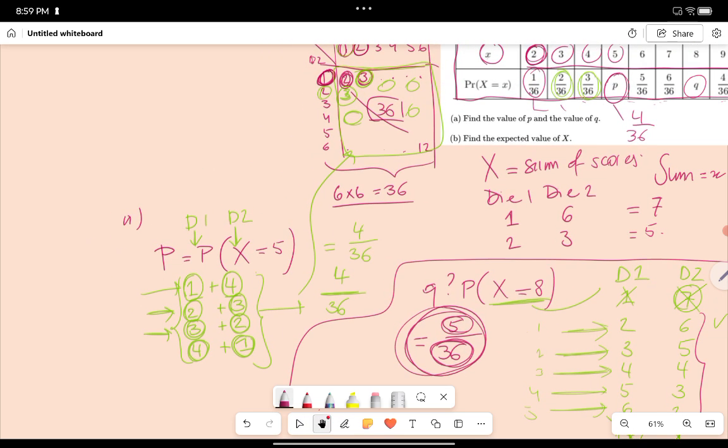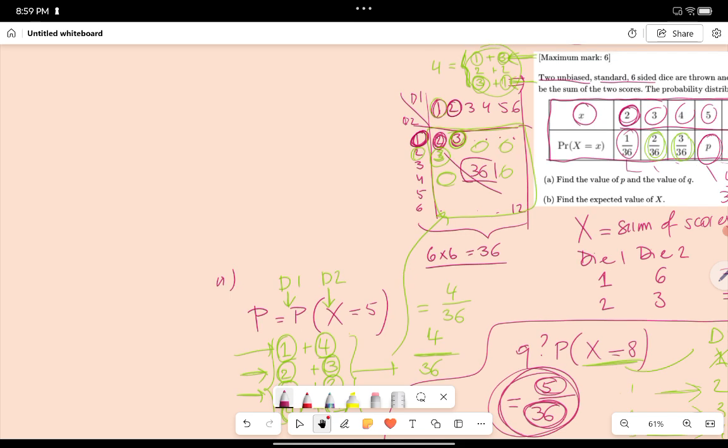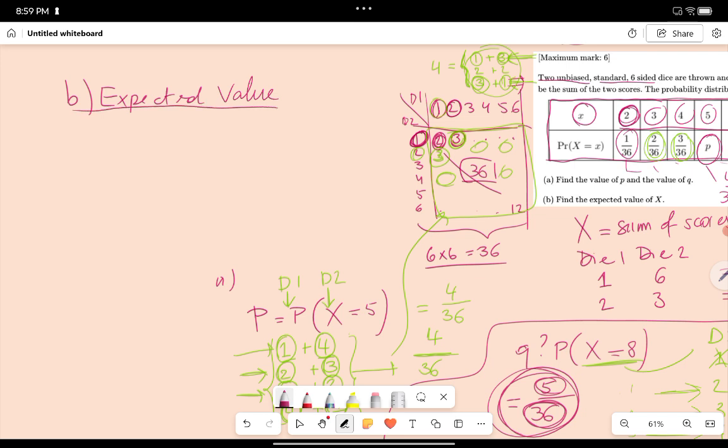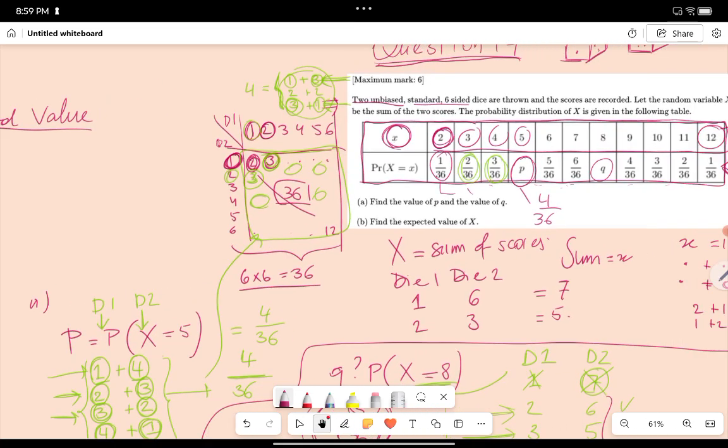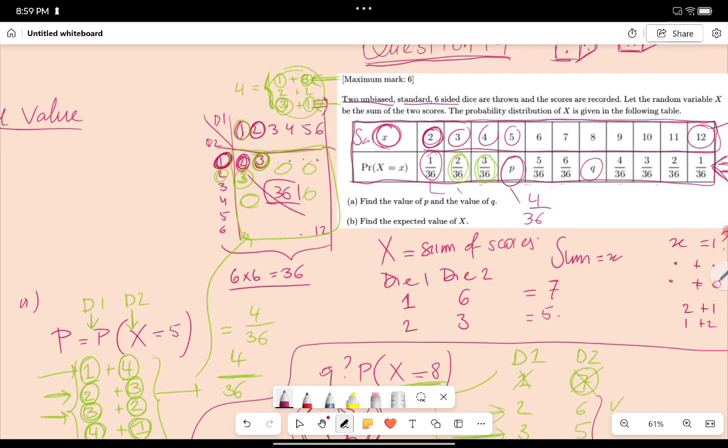And then lastly, find the expected value of x. Okay, so expected value, I think you've seen this before. What is the expected value? Okay, so guys, if you have a table like this, the probability distribution of x, you simply have all the possible values of x. So x is the sum, right? The sum of our two die. So the sum is either 2, 3, and so on, up to 12, and we have a corresponding probability of throwing 2 in total or 12 in total.